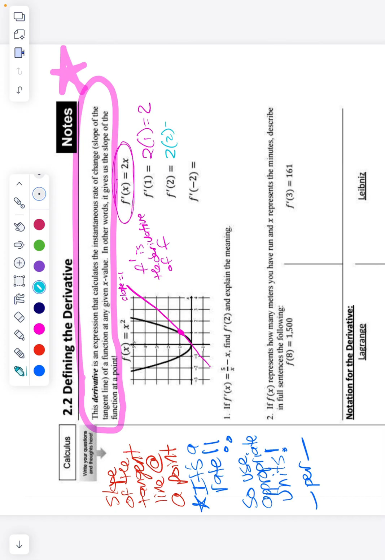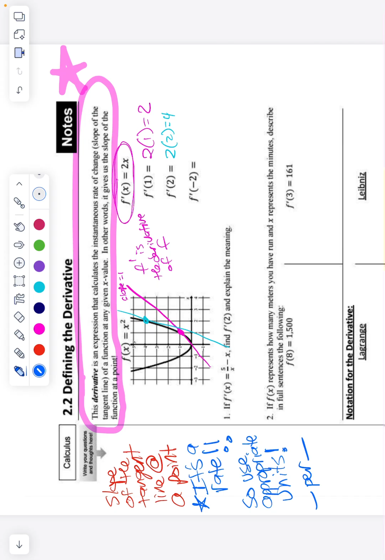2 times 2 equals 4. So now we go over here to 2. There's that point, and we take the slope. Notice it's steeper there, slope of the tangent line. It's definitely steeper at that point. And it's telling us that the slope is 4. Which, if I did my line at all correct, it's roughly 4. Okay?